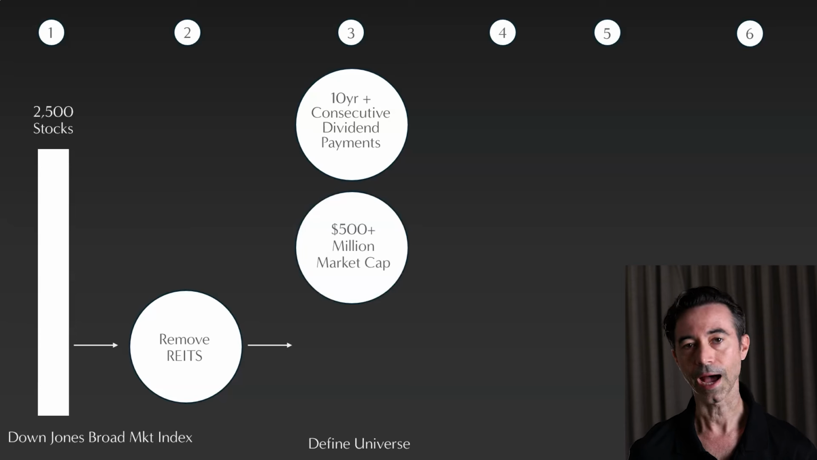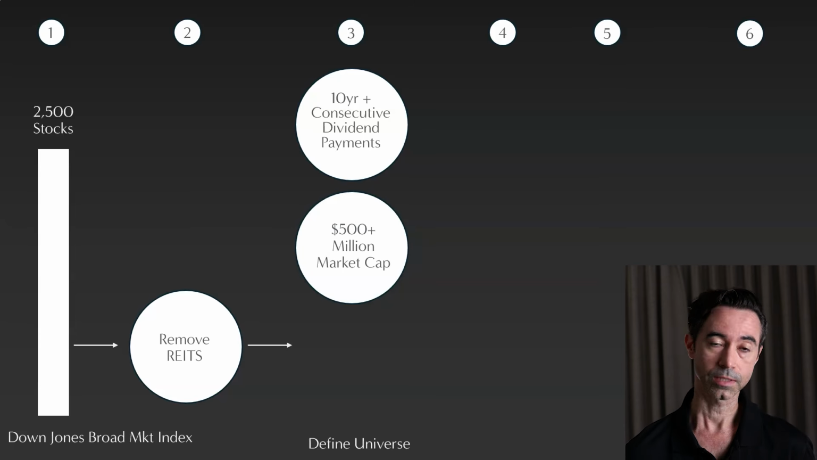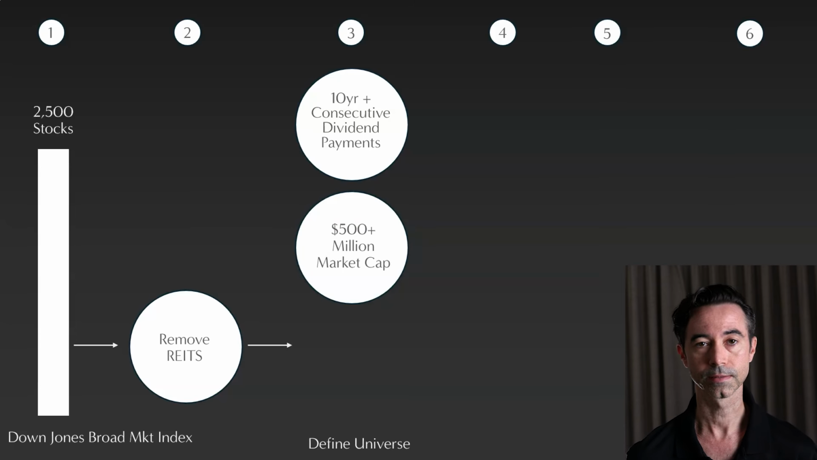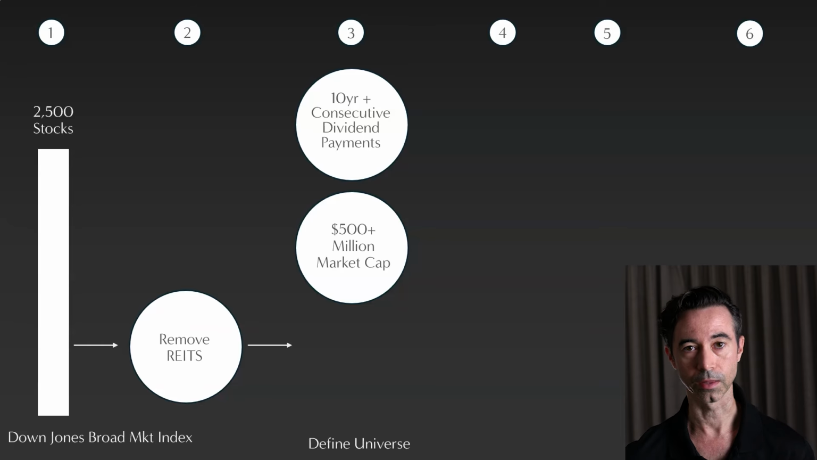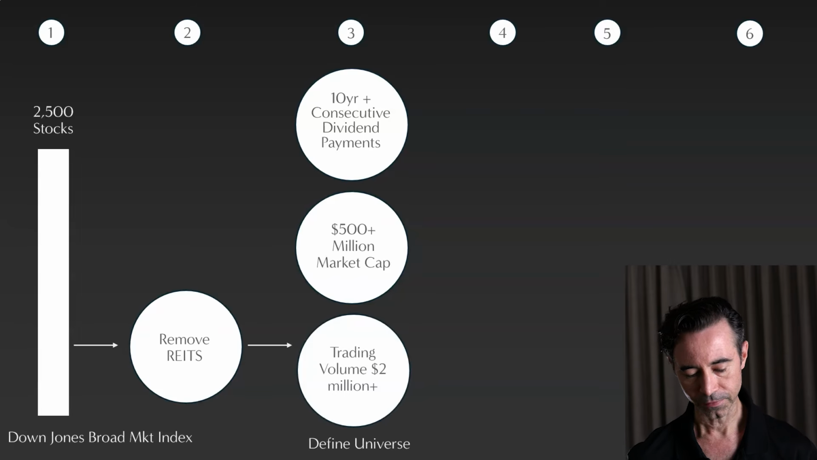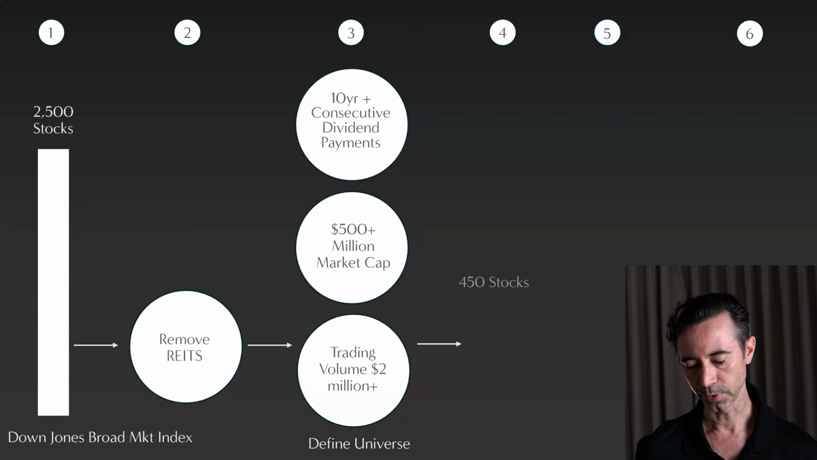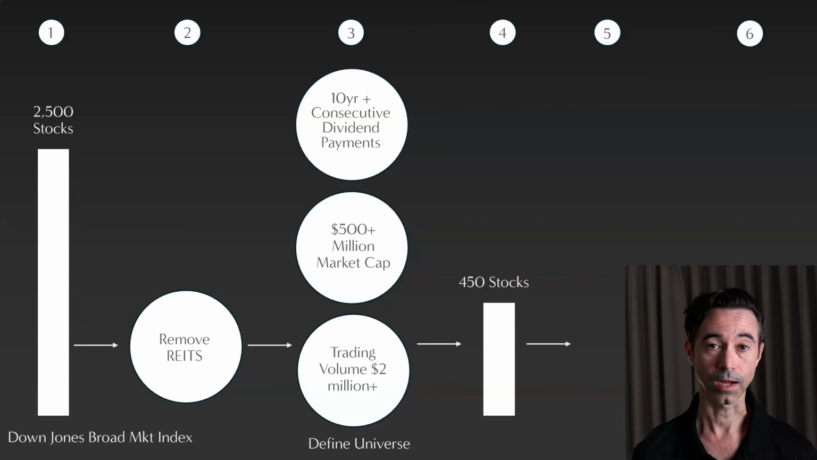Then you have the size, so 500 million in market cap. Smaller companies can get into this ETF. So of course, you could have companies that are $1 billion, $2 billion. They don't have to be companies that are hundreds of billions of dollars. And then you have just the trading volume, so they can't be too thinly traded. Then you have approximately 450 stocks that fit these criteria.